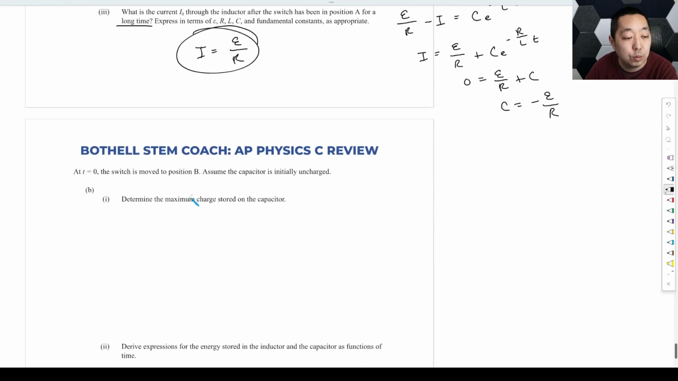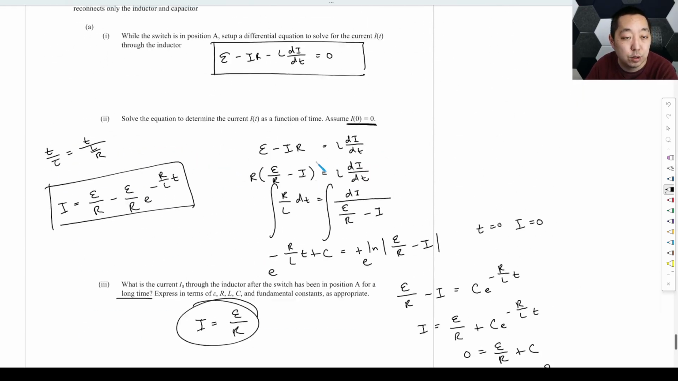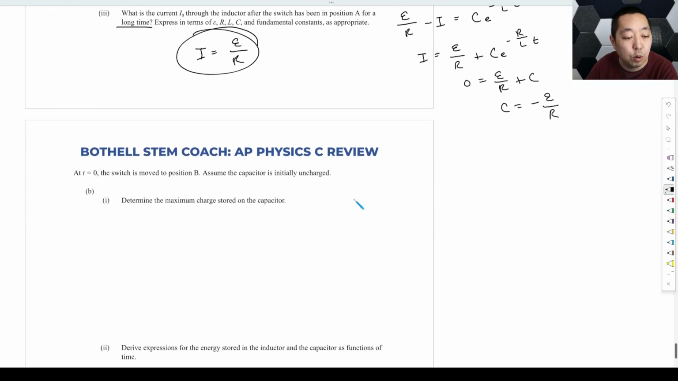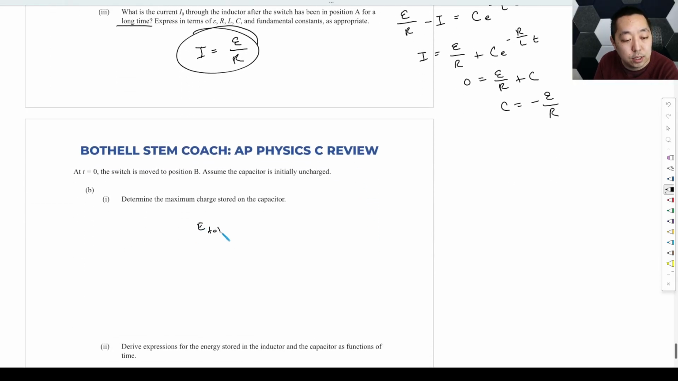Okay, now the switch is moved to position B. Assume the capacitor is initially uncharged. Determine the maximum charge stored in the capacitor. So now, when we go to B here, we have an exchange of energy between the LC inductor. So the total energy at any time remains constant. It's equal to 1/2 Li squared plus 1/2 CV squared.